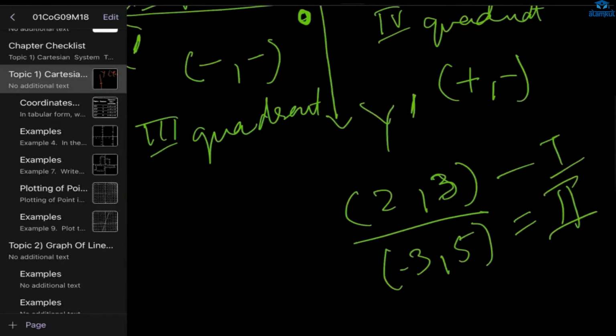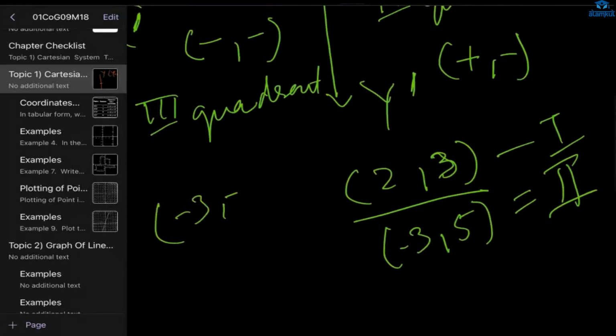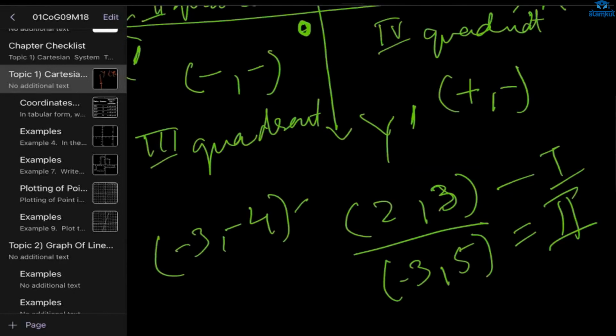Okay. Now, if I write minus 3, minus 4, Adam, can you tell me which quadrant? Third. Ma'am, it will be in fourth quadrant. Minus 3, third quadrant. Which quadrant? Third quadrant. Yeah, third quadrant. Both values are negative. So third quadrant.